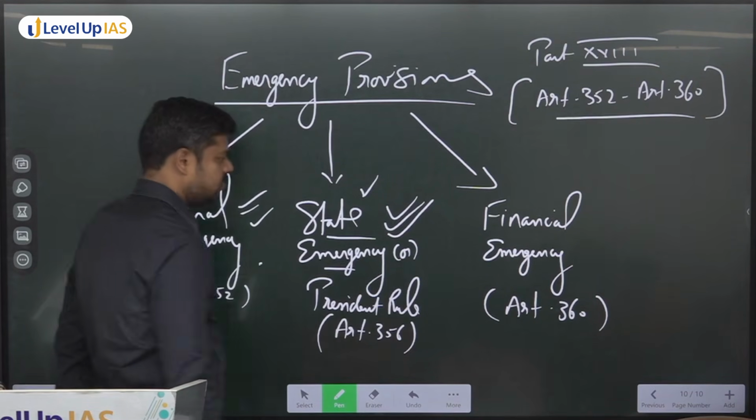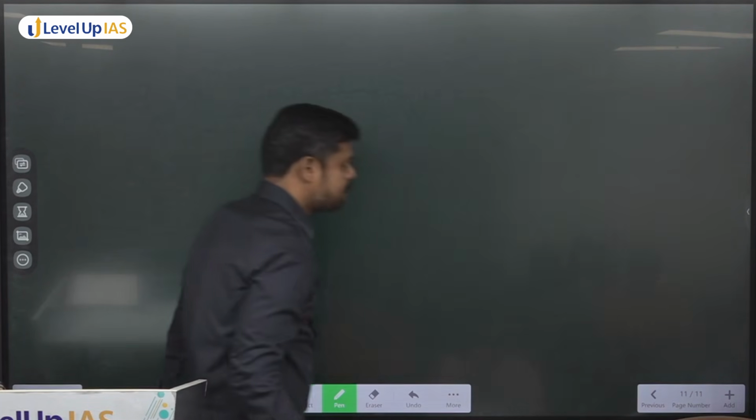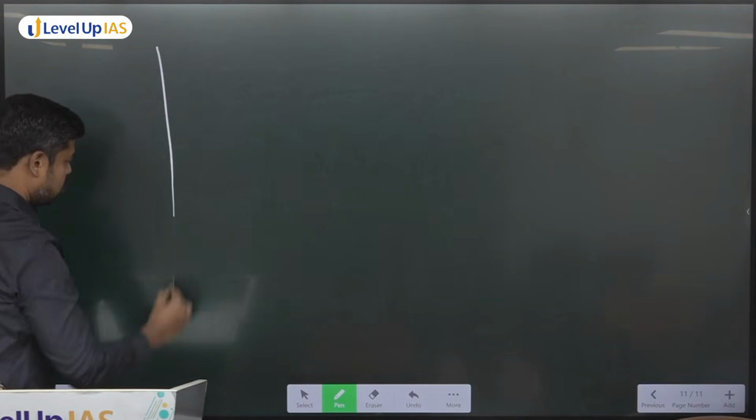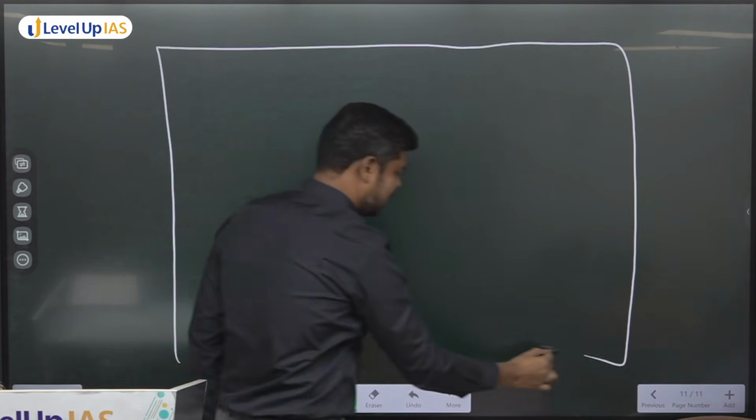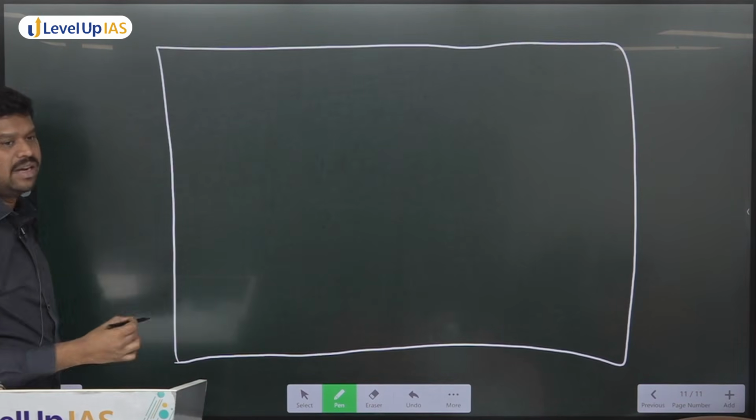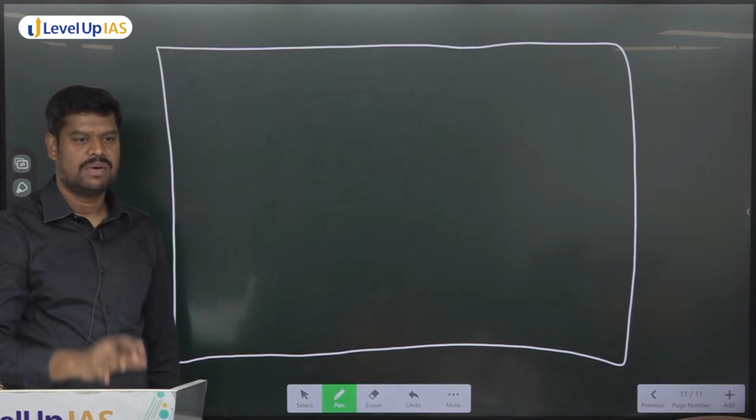You can just make a note of this particular table, very important. You can make a note of this table, and in the future you can recollect this. But later I'll discuss all these emergencies in detail. It is only to give a brief idea about the emergencies.